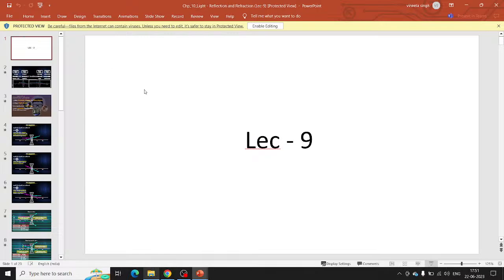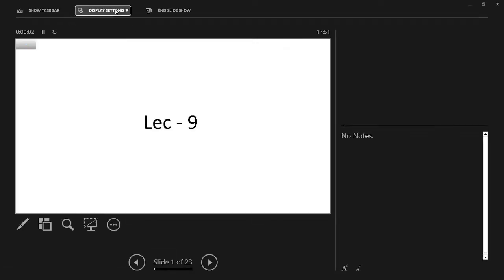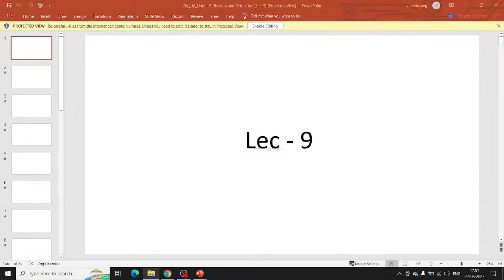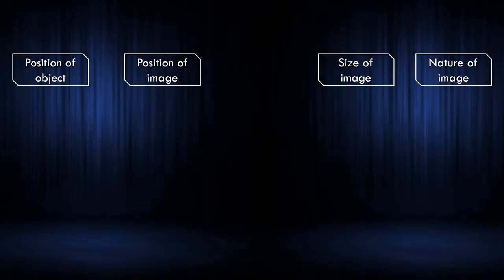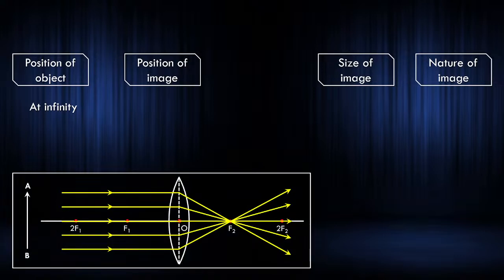That's it. We have only the concave lens remaining, and if we do the ray diagram, this chapter is done. Okay. Let us revise everything in 3 minutes. We have position of the object, position of the image, size of the image, and nature of the image. What happens if the object is kept at infinity? The position of the image will be at f2, the size of the image will be point size, and real and inverted.